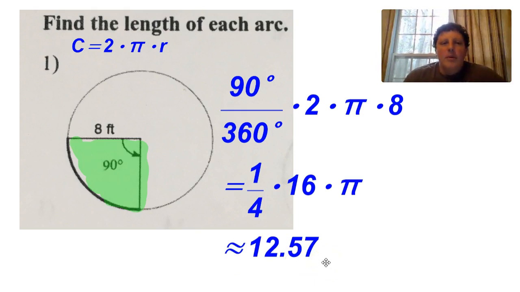This is the formula that you're going to use for finding the length of an arc. It's the fraction of the circle, which is the degree measure always over 360, times 2 times pi times whatever the radius is.